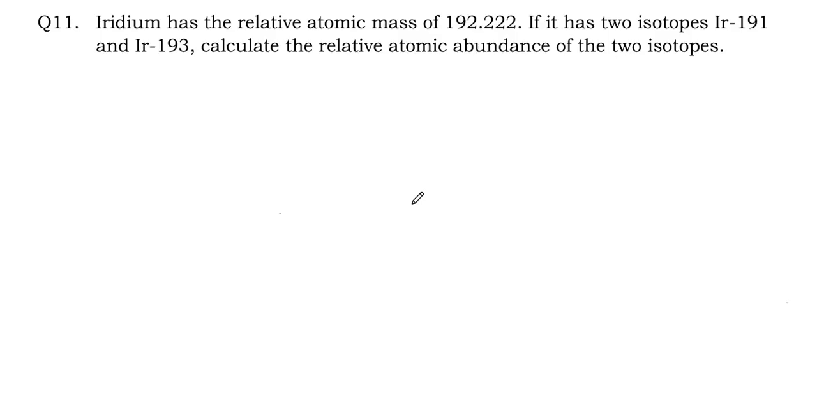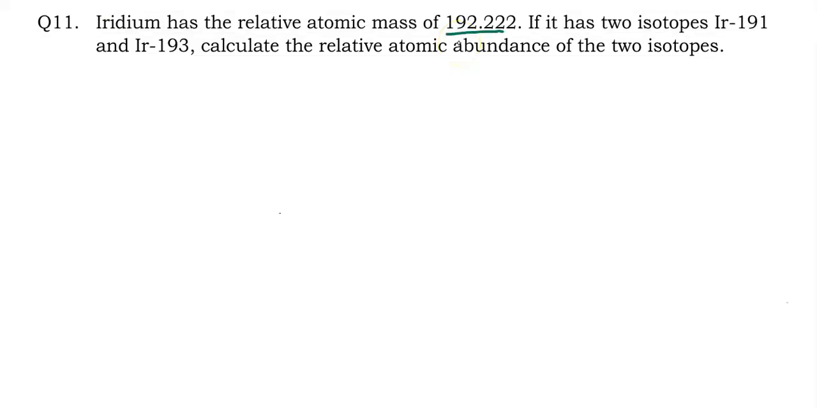This is Chemistry 1-1 sheet 1, and I'm going to be very slow answering this kind of question because it confuses many. So the question reads, Iridium has the relative atomic mass of 192.22. If it has two isotopes, Iridium 191 and Iridium 193, calculate the relative atomic abundances of the two isotopes. In question 10, we were asked to find the relative atomic mass, and in this question we have been given it. What we have been asked is to find the percentage abundances, which we haven't been given in this question.